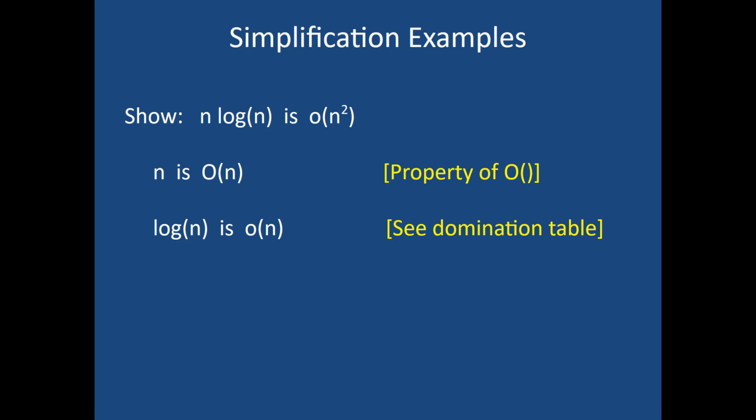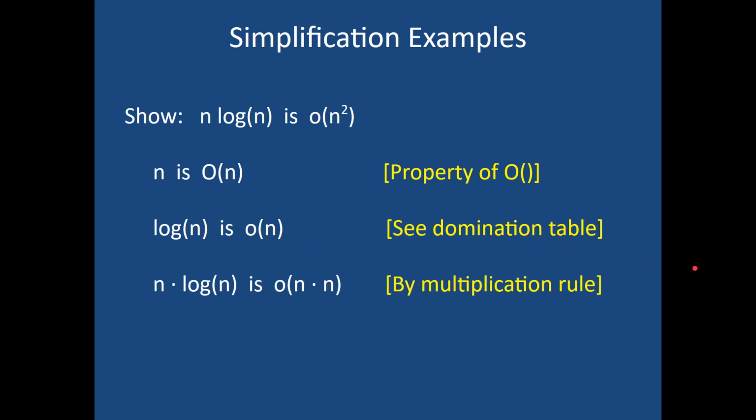So basically, we're factoring the two sides. We're factoring out the things that grow at the same rate, and what's left had better dominate. What's left on the right-hand side needs to dominate what's on the left-hand side. So we know n is big O of n. We know log n is dominated by n. Put it together by the multiplication rule, and you get that.